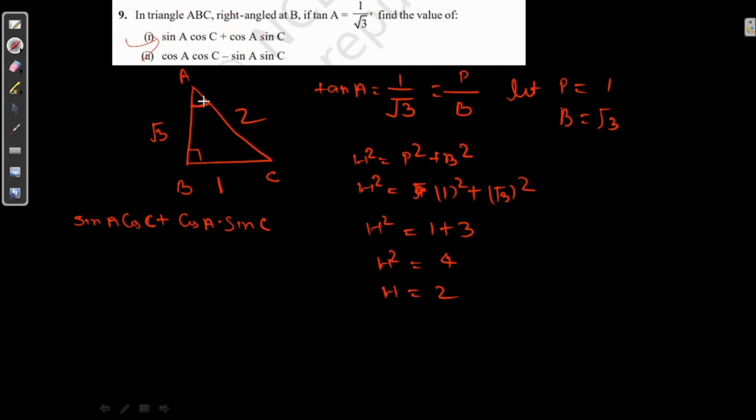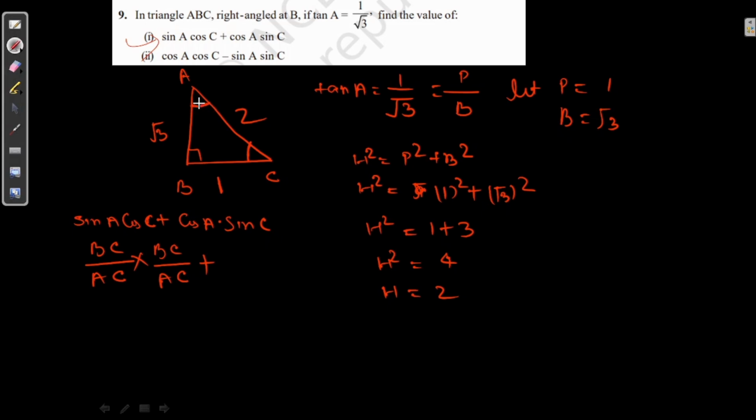This is angle A. For this angle A, sin theta is basically perpendicular by hypotenuse. For angle A, which side is perpendicular? Opposite one, BC, hypotenuse is AC. Cos C, this angle C, cos theta is basically base by hypotenuse. For angle C, what is base? The adjacent side, which is BC, and hypotenuse is AC, plus cos A.